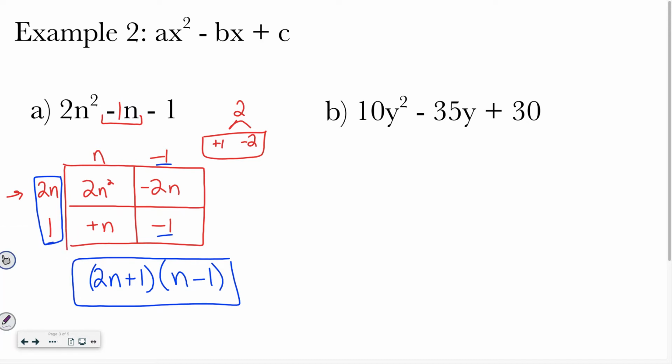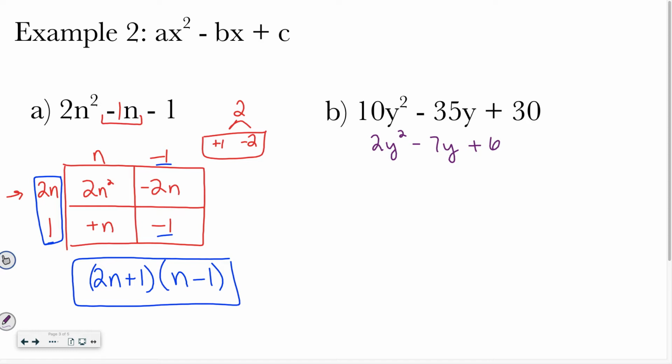If we move on to letter B, I look at this and I say, hey, they all have something in common. They all have at least 5 in common. So if I divide everything by 5, I'm left with 2y squared minus 7y plus 6. And from there, I can solve it. I actually want you guys to see if you can try this problem and solve it on your own. Good luck.